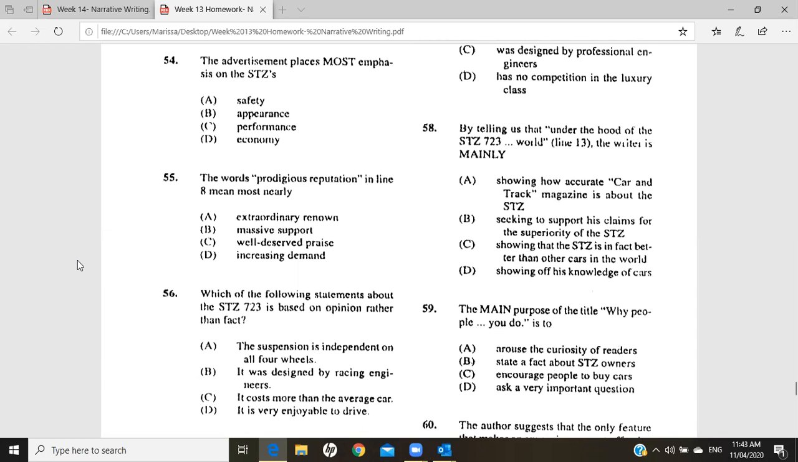So what do you think is an opinion? When you read the answer, you say, okay, this is how someone feels. I think E. No, they did mention the suspension is independent on all four wheels. What about D? Yes, the answer is D. It is very enjoyable to drive. This is an opinion because one person might think it's enjoyable to drive, but someone else might say, okay, no, it's not really that enjoyable to drive. So the answer is D.